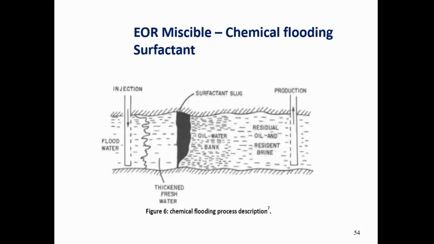How much soap do I need? They said 1 kilogram of soap can sweep 2 barrels of oil, which is not bad. 1 kilogram of soap can sweep 1 barrel of oil. So that's a good example of chemical flooding.